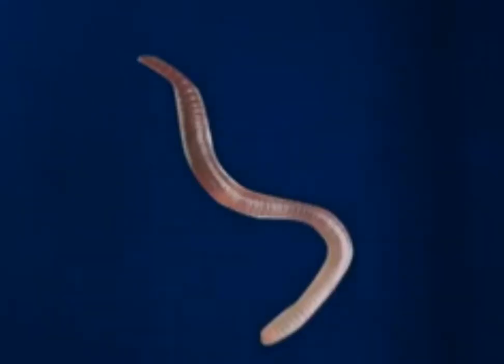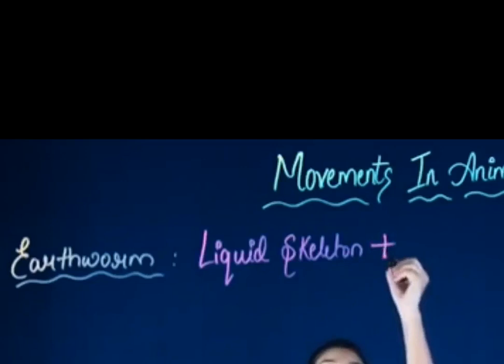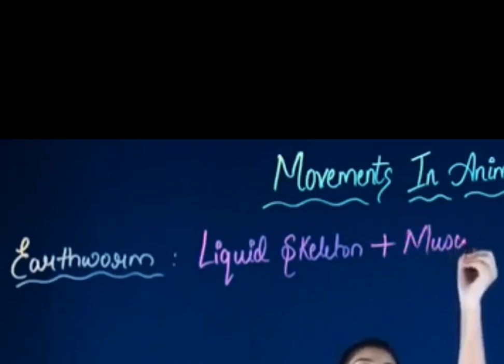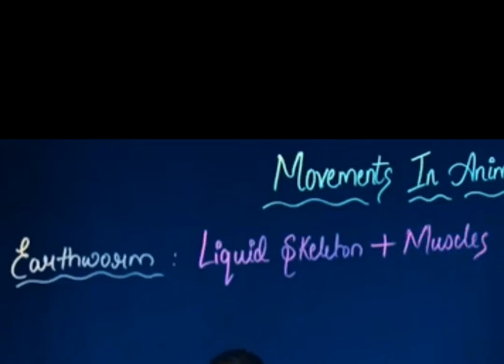Here you can notice that first of all, it fixes its rear part and extends its front part. Now as it extends its front part, next it fixes its front part and shortens it. When it shortens it, it pulls the rear part automatically. So that's how it moves. Although this movement is very, very slow, this is how the earthworm uses the liquid skeleton along with the muscles. Overall, we can see that for movement, the earthworm requires this liquid skeleton and the contraction and relaxation of the various body muscles present in it.